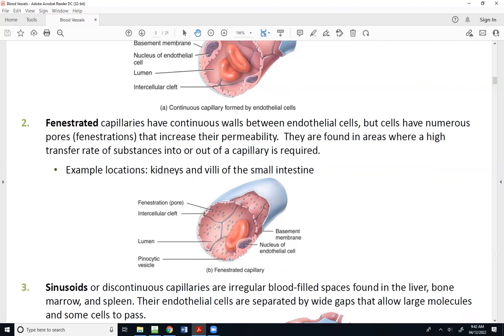And therefore, we find these in areas where there's a high transfer rate of substances necessary into or out of a capillary. That includes places like your kidneys, which is where we filter our blood and make urine. So we're constantly moving stuff out of the blood into the kidneys. And then in the villi of the small intestine, we haven't talked about that yet, nor have we talked about the kidneys, but the villi of the small intestine is where we do most of the absorbing of the stuff that we've ingested. So when we pull glucose into the body after we've eaten it, or after we drink water, most of that gets pulled into the blood through fenestrated capillaries in our small intestine.